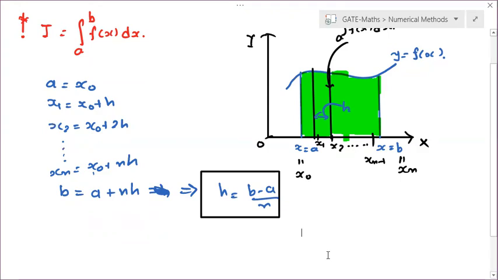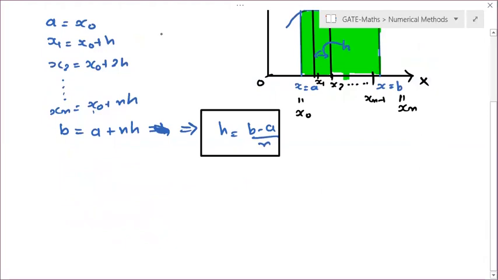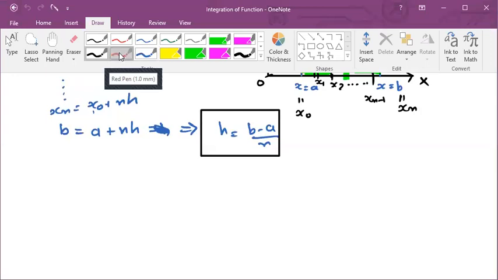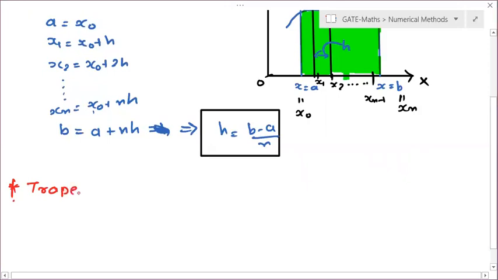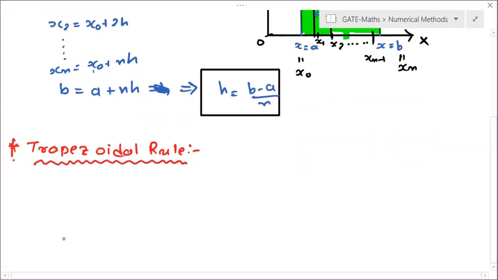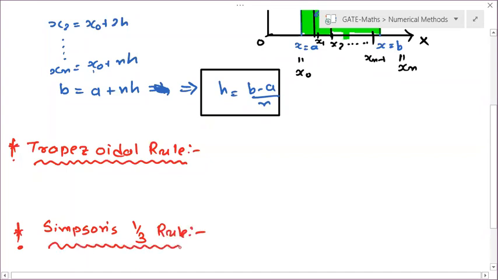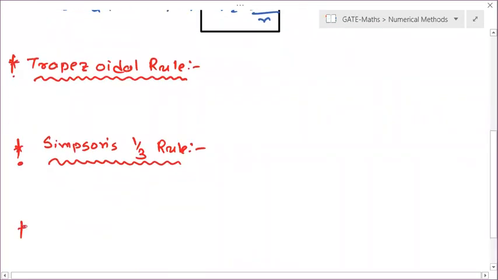Now see, formula for trapezoidal rule is... Then Simpson's one-third rule, because I will write all those formulas simultaneously so that you can compare what is the difference between them and you can remember accordingly. Then Simpson's 3 by 8 rule.